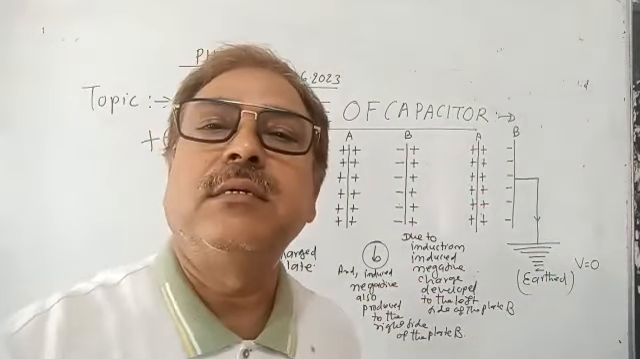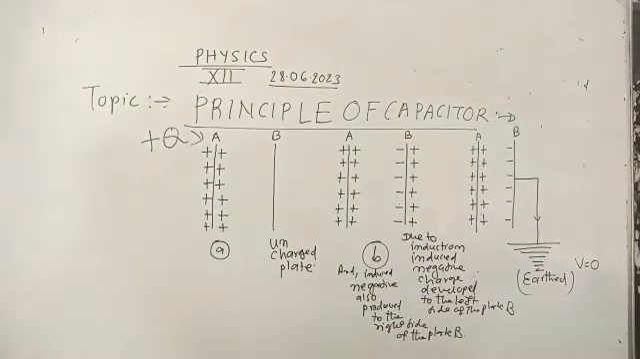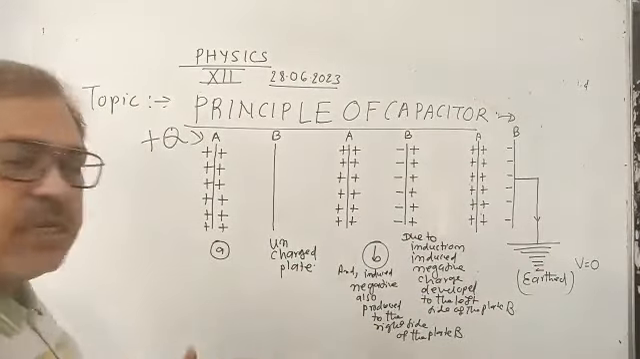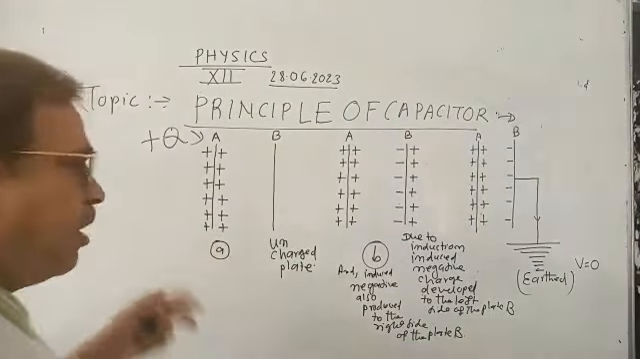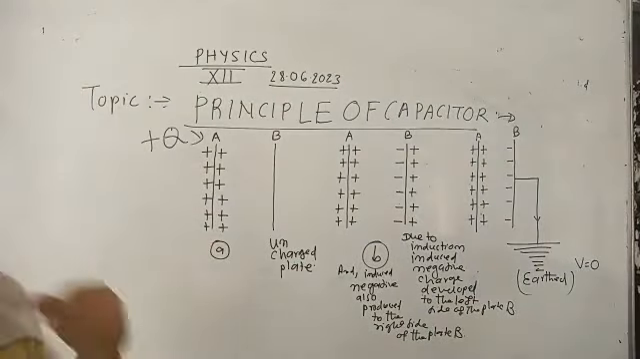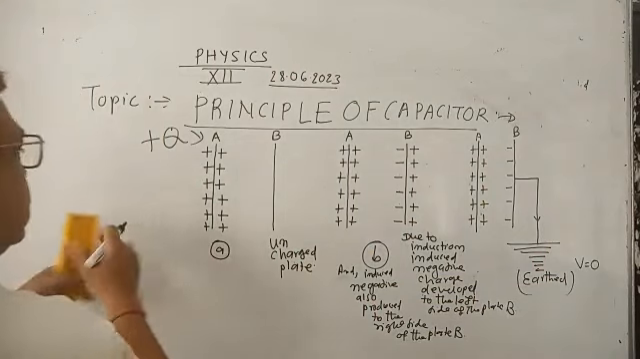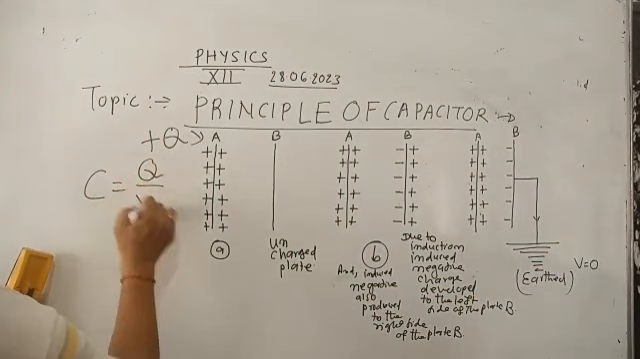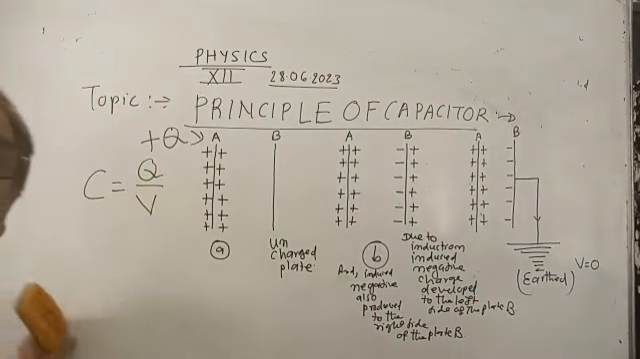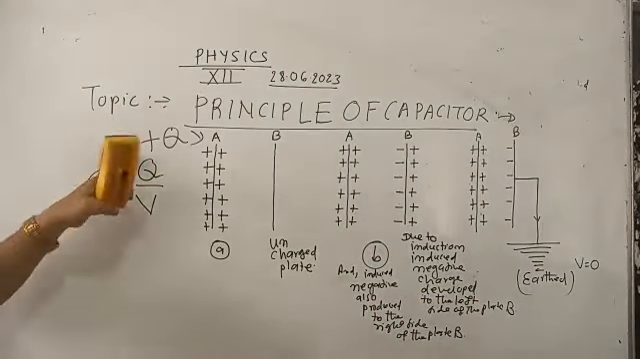And what is the effect on the capacitor to store the charge? Now come to the point here. We know that C is equal to Q by V.